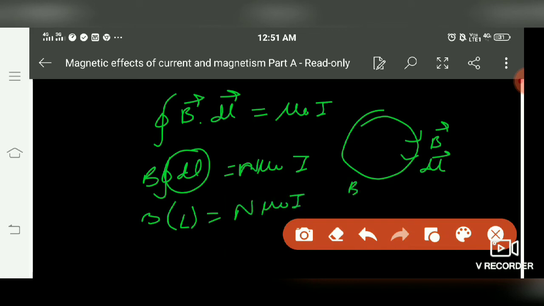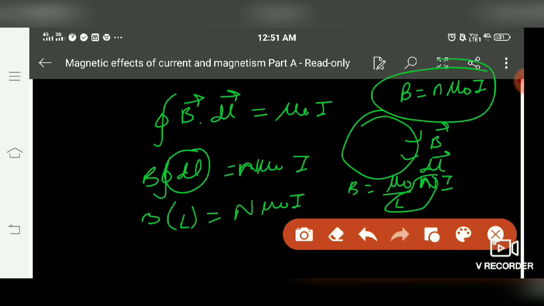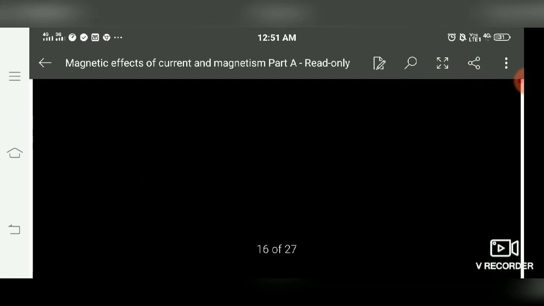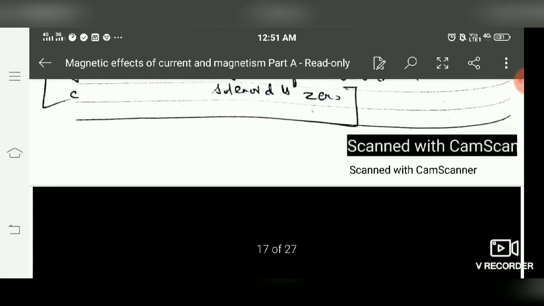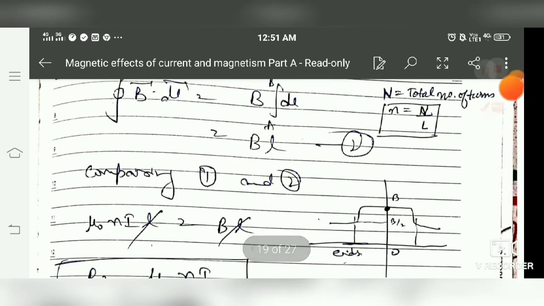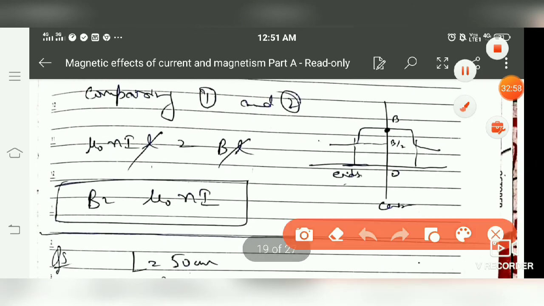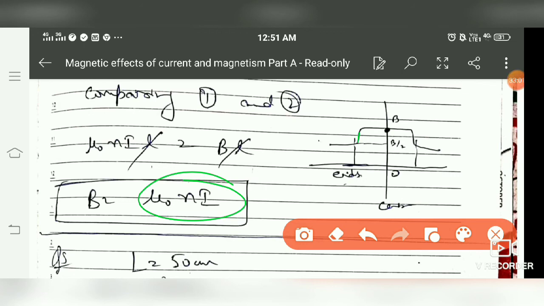So we get B equals mu naught upon L n I. So this n by L is again what? Small n. So we get B equals n mu naught I. This is again the expression for the toroid, which is the same as a solenoid. So this is the expression for solenoid, and we know inside the solenoid field is maximum, but at the ends it becomes half. Inside the solenoid or toroid, field is maximum, but at the ends it becomes half.